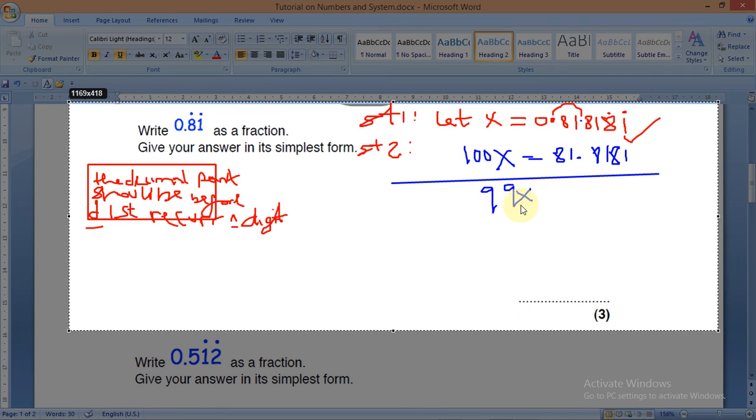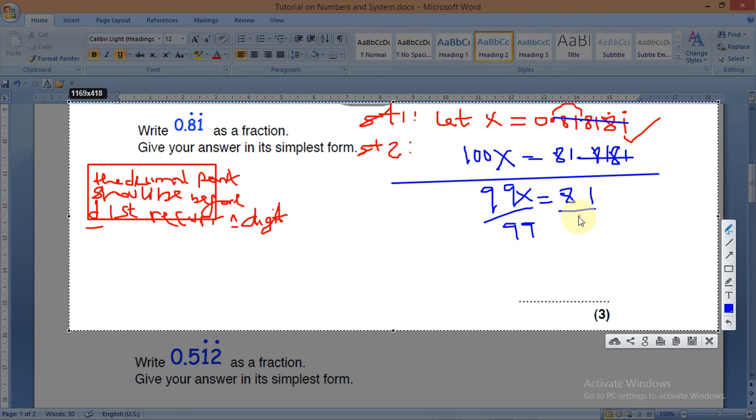99x. Similarly, the decimal part will terminate here. You can cancel it out because they are the same definitely. So you have 81 minus 0, that is 81. And I want to get x, so I'm going to divide both sides by 99. And that will give me my answer.